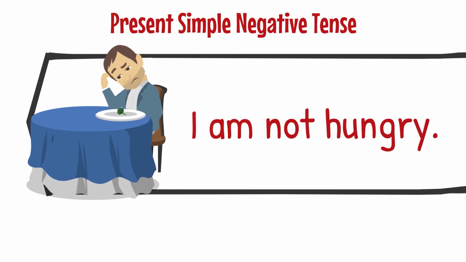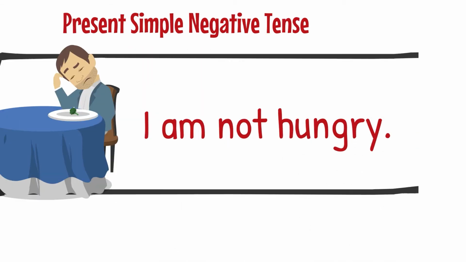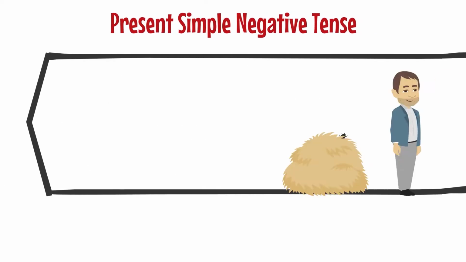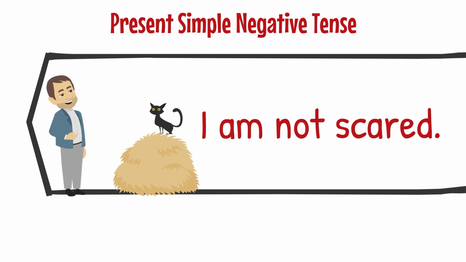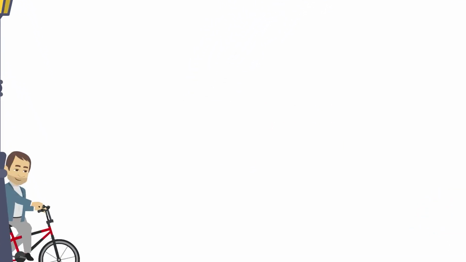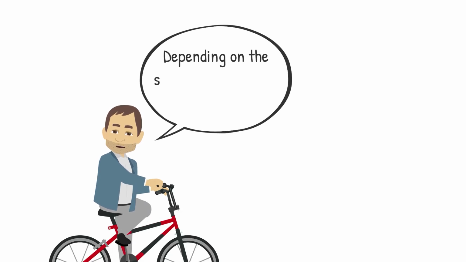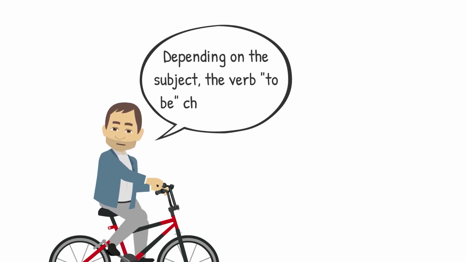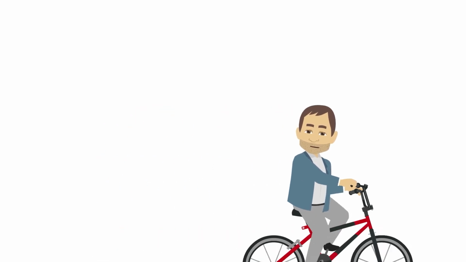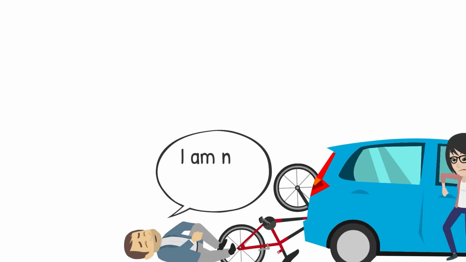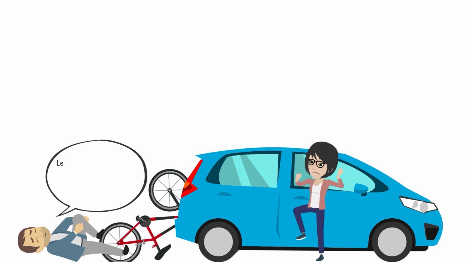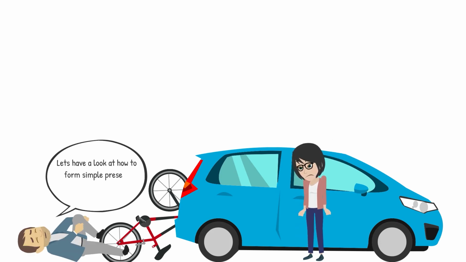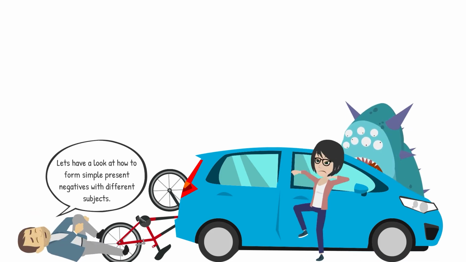I am not hungry. I am not scared. Depending on the subject, the verb to be changes form. Oh, I am not hurt. She is not happy.